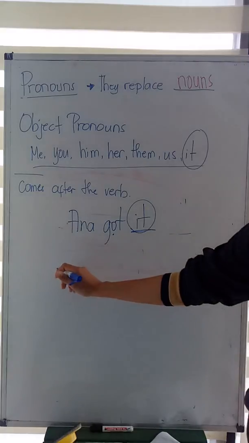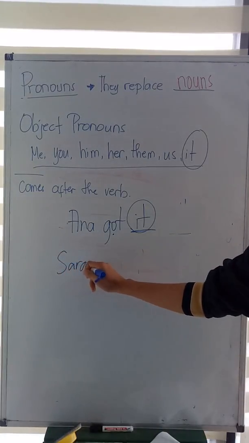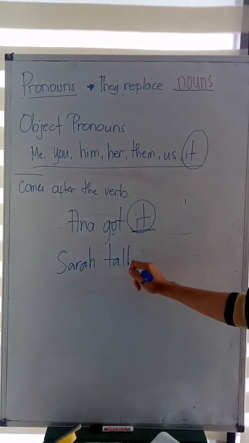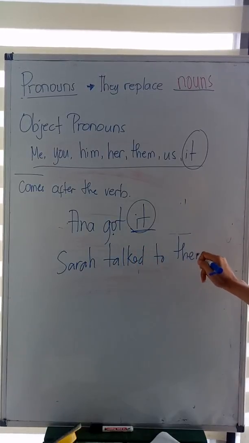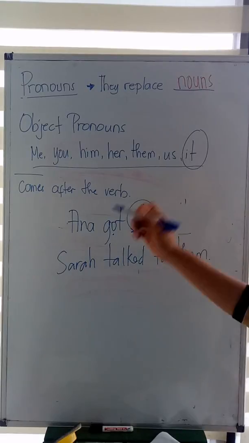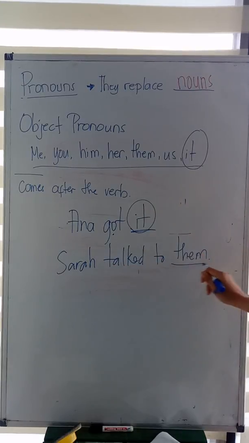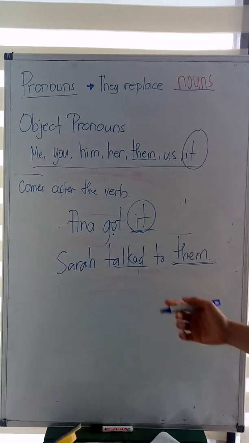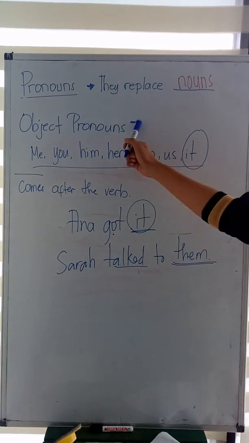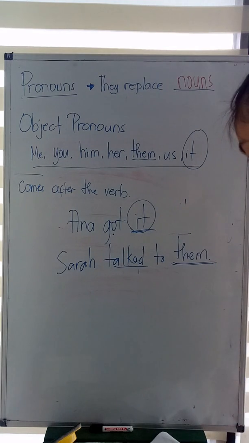Okay, another example. Sarah talked to them. Our object pronoun here is them, and it comes after your verb talked. Okay, so it's easy to identify your object pronouns. Remember, it comes after the verb, and these are the words that receive or are affected by the action in the sentence.